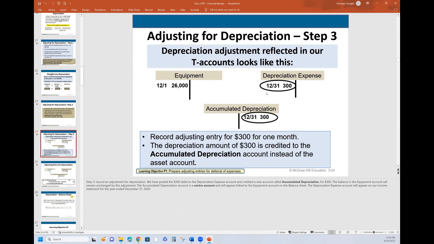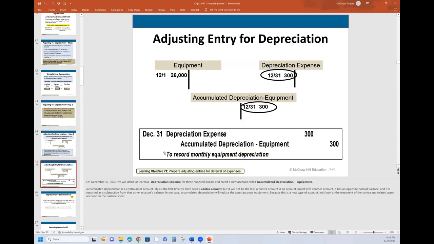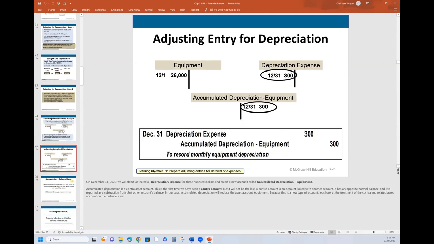So right here is my adjustment. I'm debiting depreciation expense, and I'm crediting accumulated depreciation. That's my journal entry, my 2-sided double entry. And here's the entry right here.